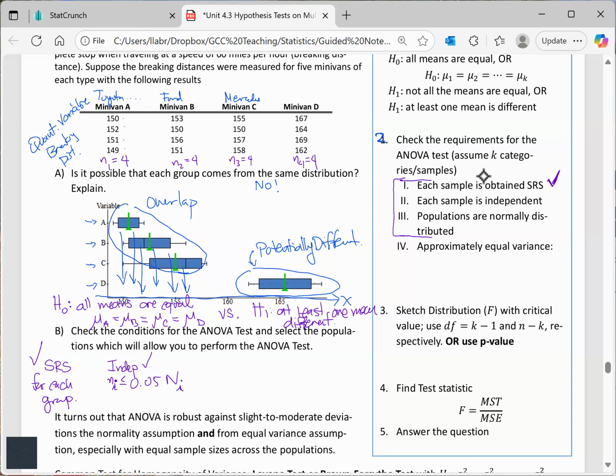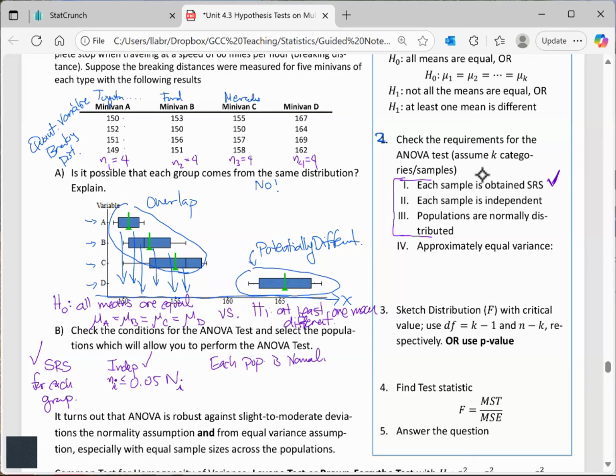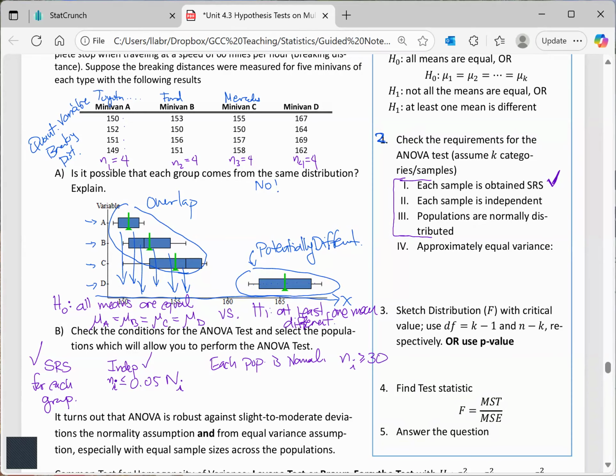And then finally, the last one: populations are normally distributed. So each population is normal. This is the one that we verify. Either you have a large sample size, n greater than or equal to 30, or you check normality, that the population you're looking at, x_i, is approximately normal. And that's what we did for the previous section as well. Notice these don't really look normal, and I have a very small sample size. So I need to go ahead and check a QQ plot and box plot.